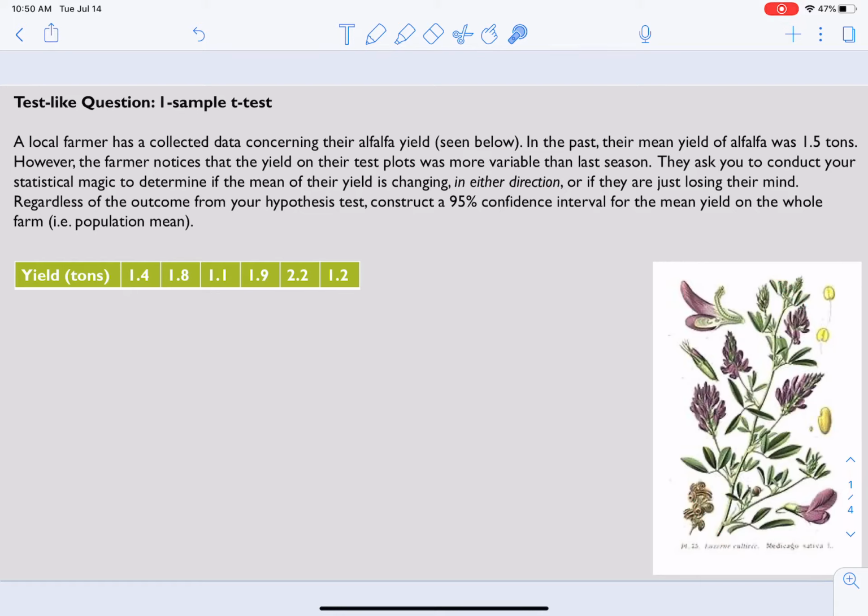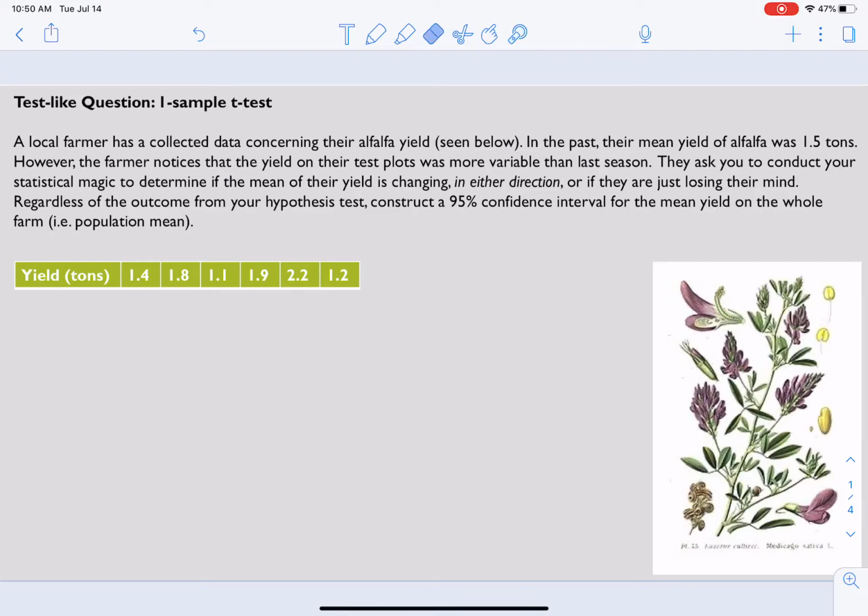However, the farmer notices that the yield on their test plots was more variable than last season. And they asked you to conduct your mathematical magic to determine if the mean of their yield is changing in either direction. So no directionality, over or under this value, they just want to know, hey, are my crops actually going to be different in some way this year? Or am I just losing my mind, which is totally plausible.